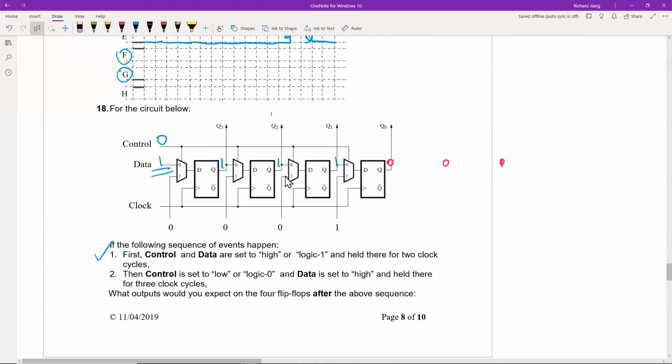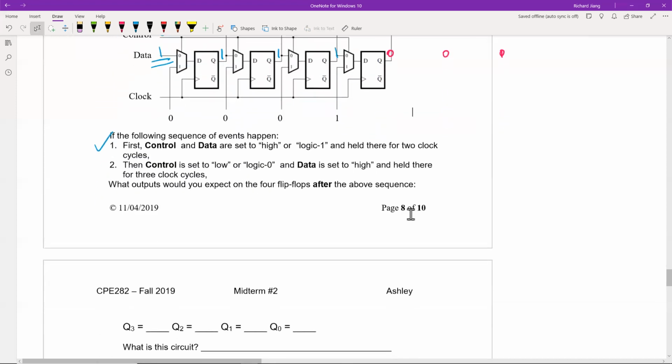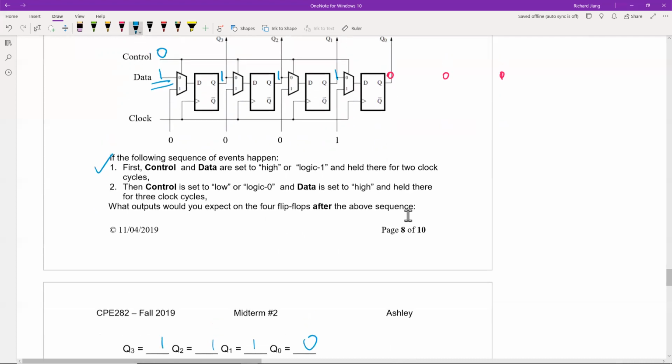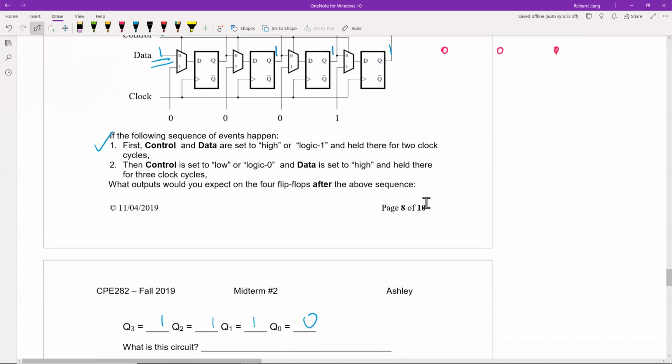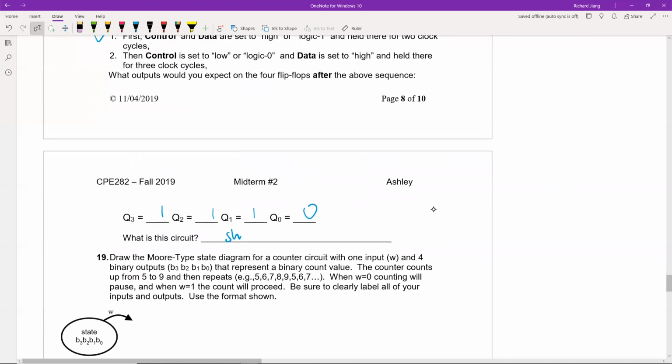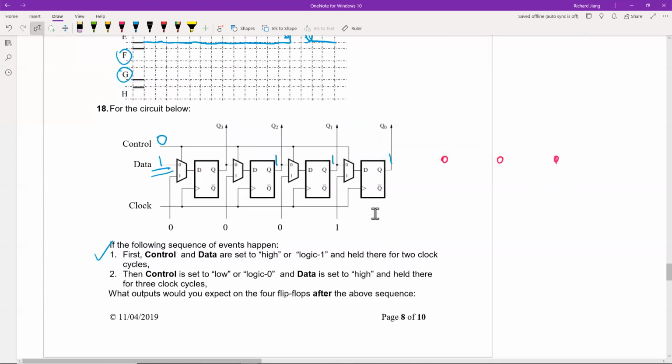So Q3 is 1, Q2 is 1. So it's 1110. And what you should have noticed is that pattern where I was taking everything and shifting it over. That's why we call this a shift register, because every clock cycle that comes by, everything advances forward by one register, by one flip flop. So we call this a shift register. And whatever value it's shifting is based on the data, right? The data and control.